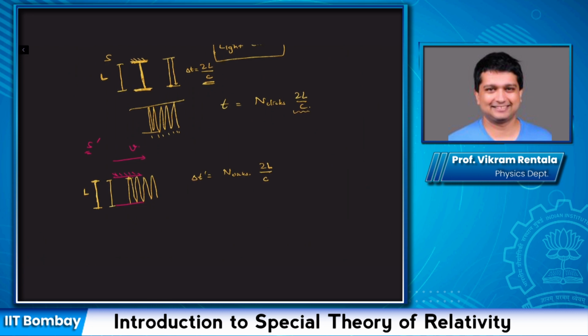Now, what we'd like to know is if, let's say, the clock on the train registers one click, that is, it registers a time interval of 2L by c, that is one click, how much time would have elapsed on a ground observer's clock in the time it takes for the train observer's clock to register one click?